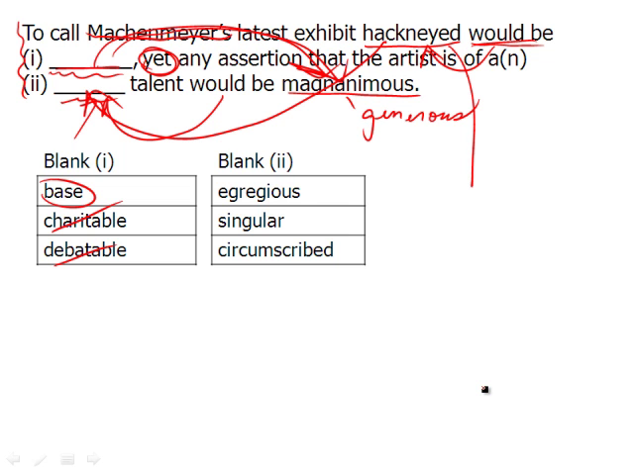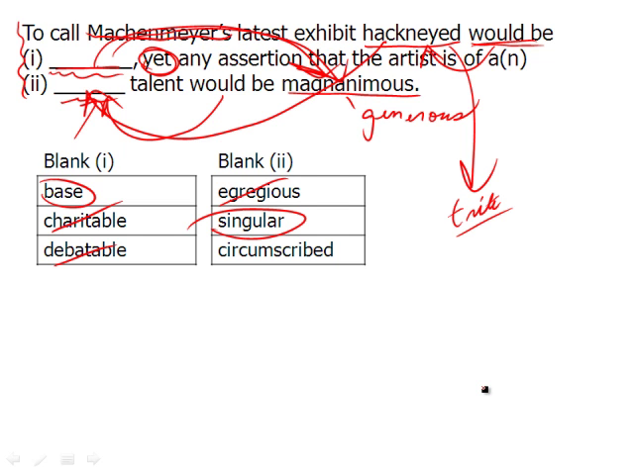Well, if you're not sure of hackneyed, or you forgot it, there's definitely an important GRE word. If something's hackneyed, it is unoriginal and trite. It's been done before. No originality or imagination involved. So we want a word that's the opposite of that. Egregious means really, really bad. Singular means it stands out. It's unique, one of a kind. It's not trite. It's not hackneyed. There's our answer. And then circumscribed.